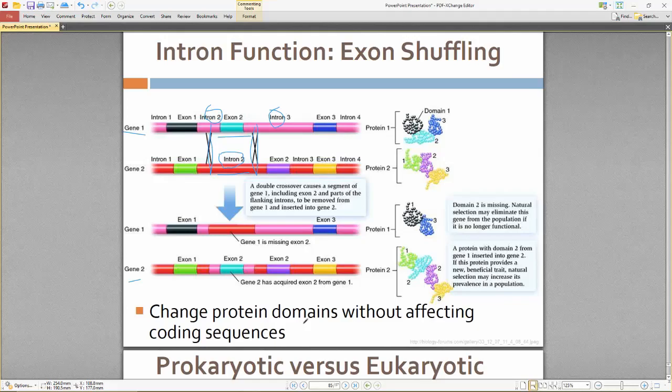Yes. So if you look at the proteins themselves, like protein 1 and protein 2 before and after, protein 1 is missing that section of it. Look at this. Domain 2 is missing. Natural selection may eliminate this gene from the population if it is no longer functional. A protein with domain 2 from gene 1 is inserted into gene 2. If this protein provides a new beneficial trait, natural selection may increase its prevalence in a population.